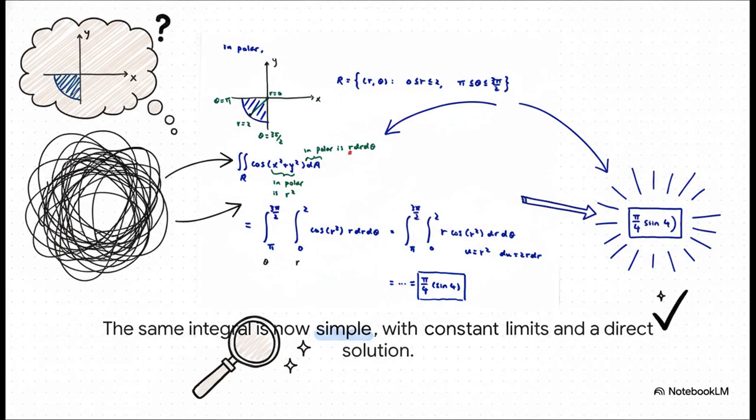And just look at the payoff. That same horrible, complicated integral suddenly becomes, well, it's beautiful. The limits are now simple constants, the function inside cleans up nicely, and the whole thing becomes incredibly easy to solve. That right there is the power of choosing the right coordinate system.